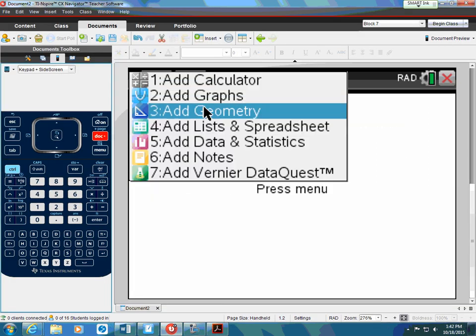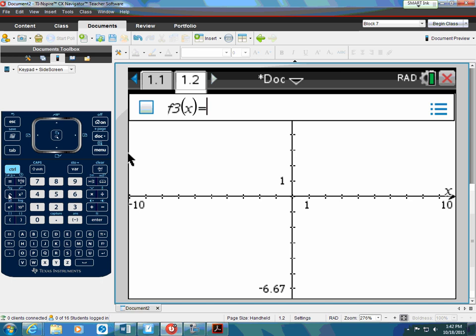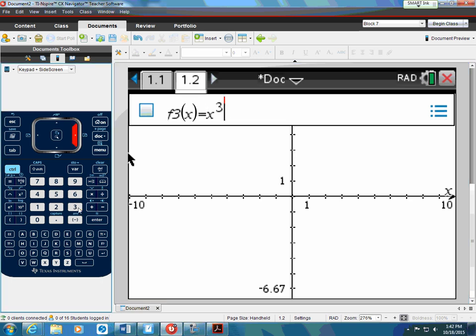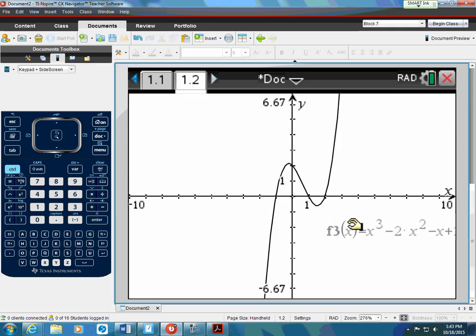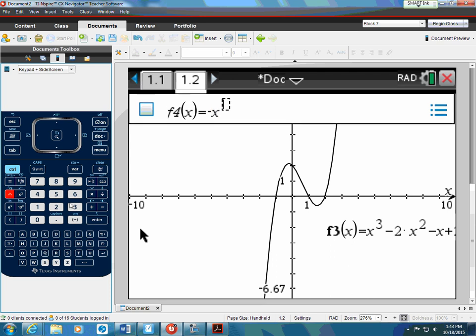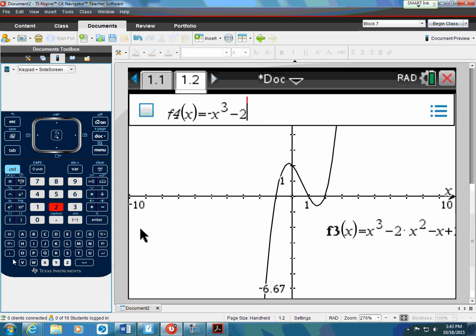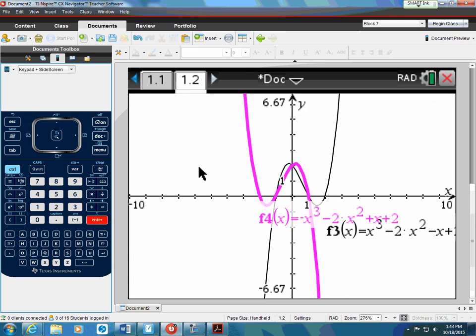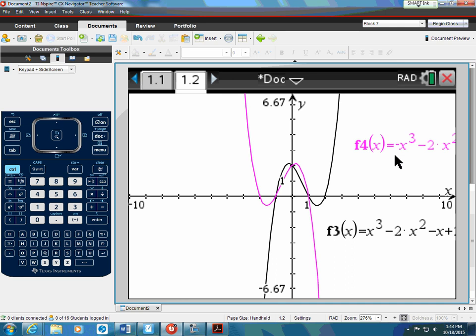We are going to add a new page to our document here, and we're going to graph f of x equaling x cubed minus 2x squared minus x plus 2. So let's take a look at that graph. So that's our original parent function. And now let's see if we can get the reflection over the y-axis. So the new transform function is negative x cubed minus 2x squared plus x plus 2. And when we graph that, we see sure looks like it has been reflected over the y-axis. We have a mirror image right there with the y-axis.